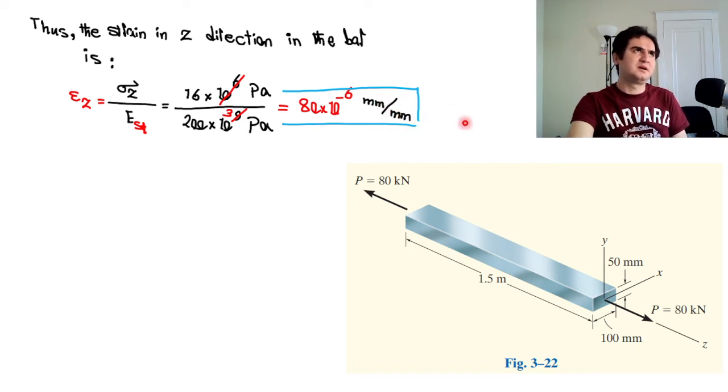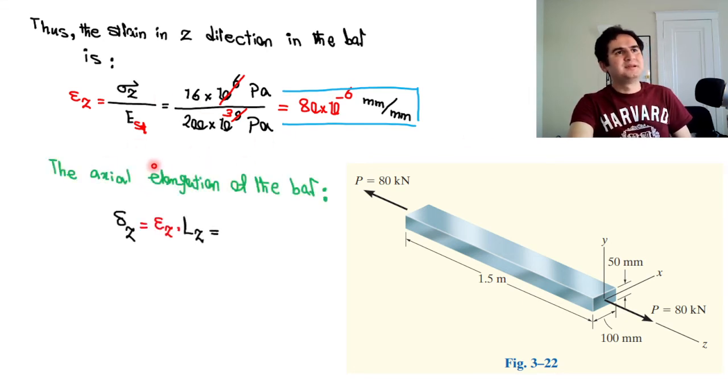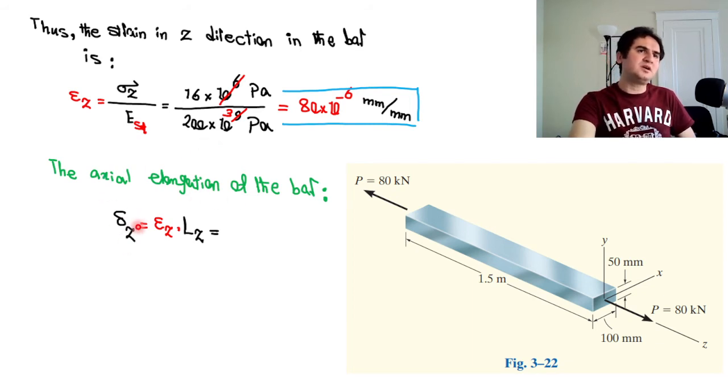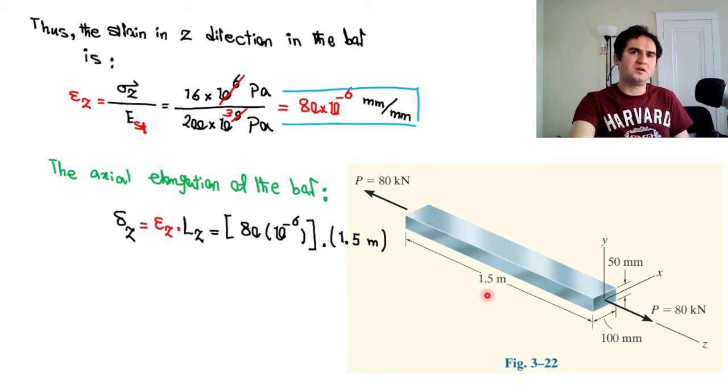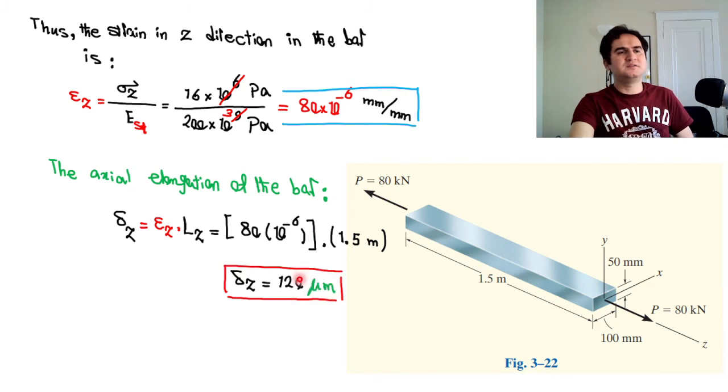Epsilon is a dimensionless value. If you want to know how much is the change of the deformation, the axial elongation delta is nothing but epsilon times original length in that direction. So epsilon z, delta z is epsilon z times length in z direction. We just calculate epsilon z times 1.5 meter, which is the length in z direction, and it gives you delta z 120 micrometers.